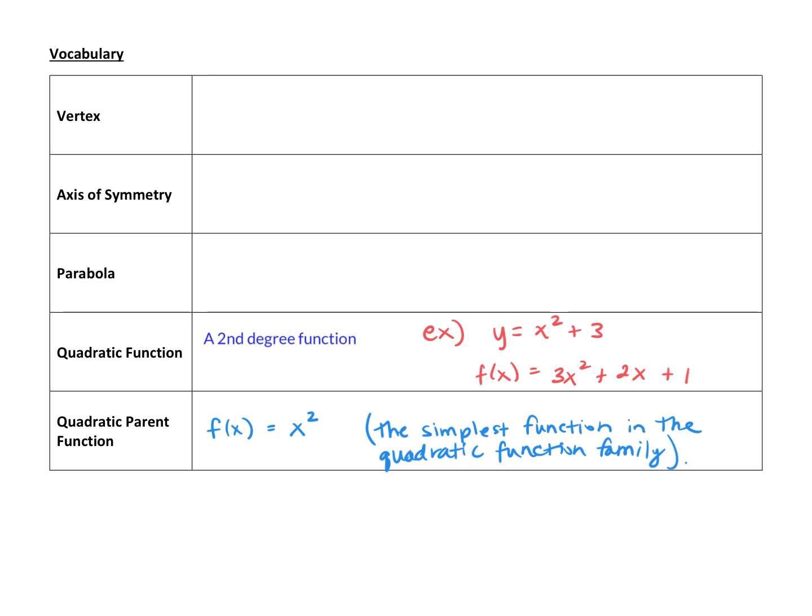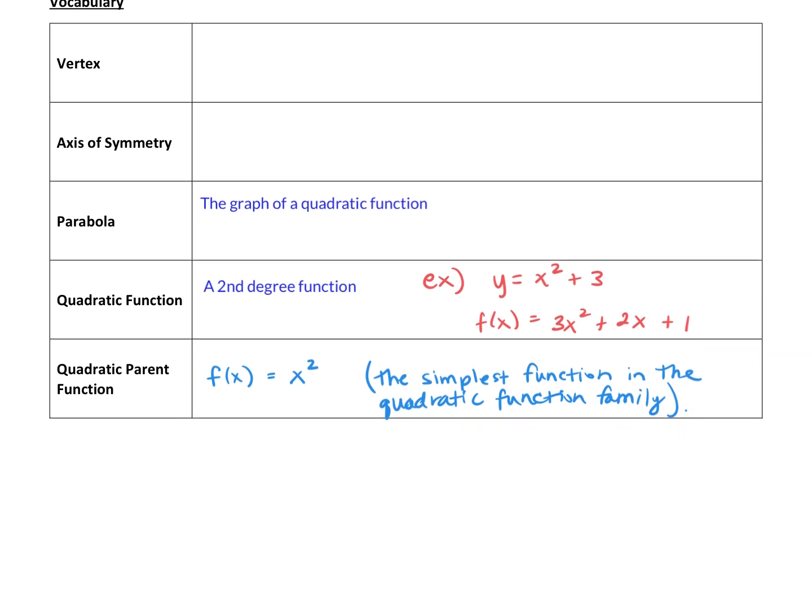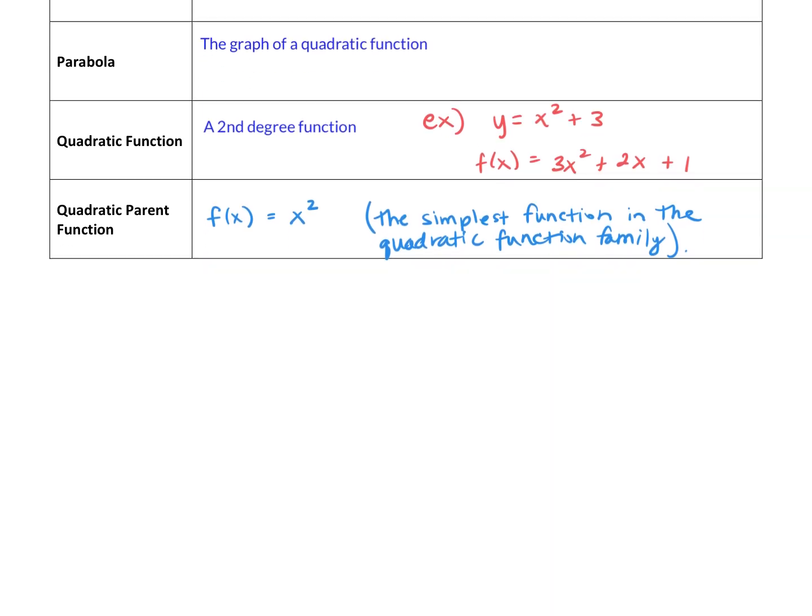x squared. All right, so next we're going to move on to parabola. So a parabola is the graph of a quadratic function. So for example, a linear function, the graph looks like a line. A quadratic function, the graph is a parabola. So below your vocab chart, let's actually start drawing, and we'll fill in some more information as we learn the vocab.